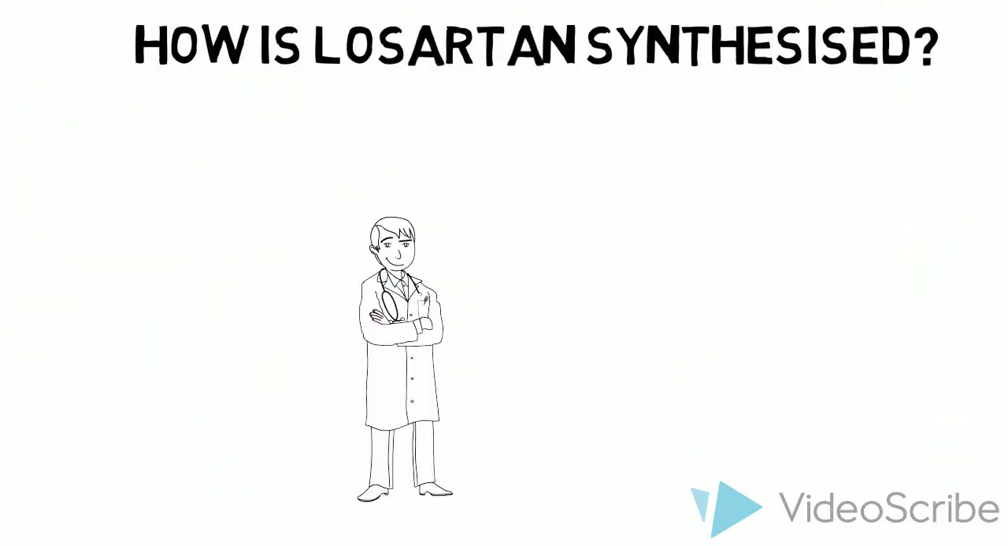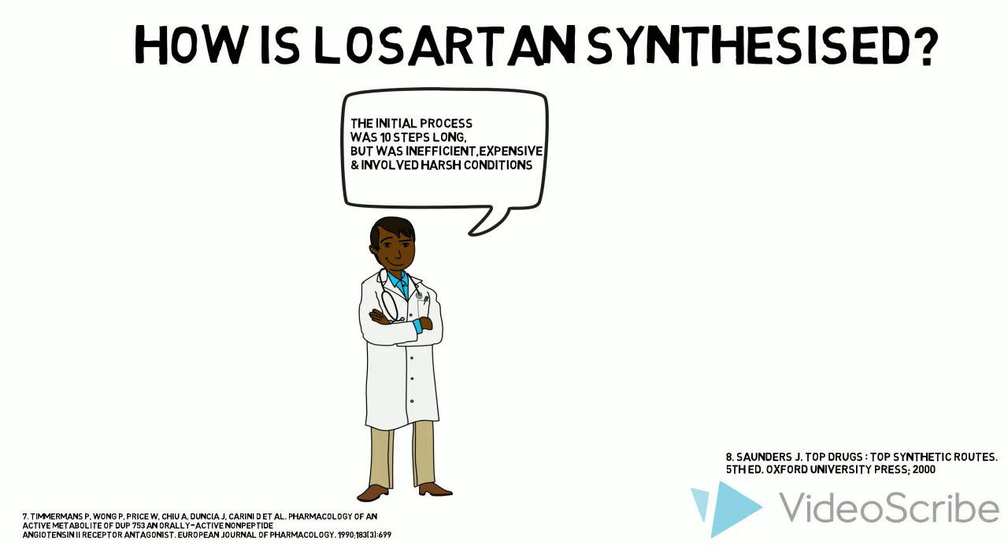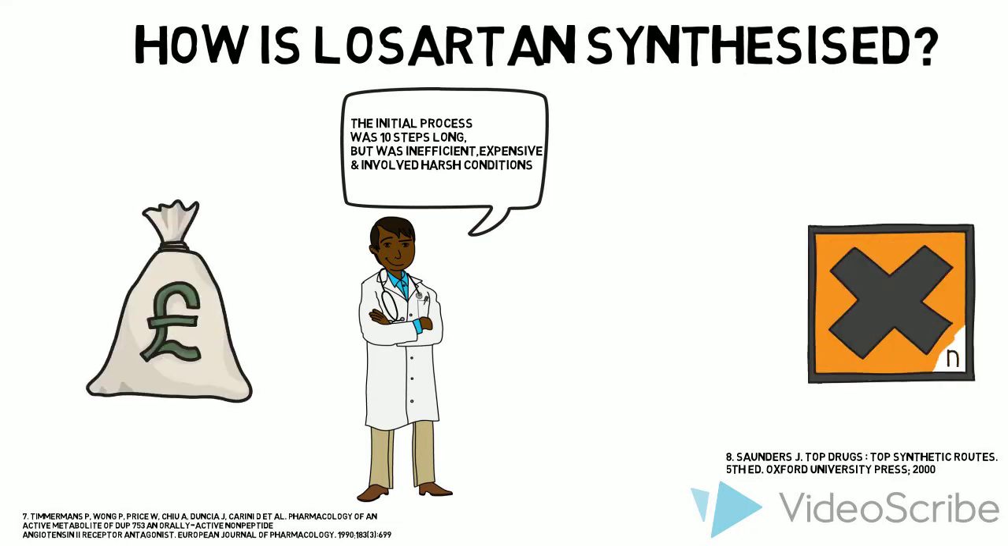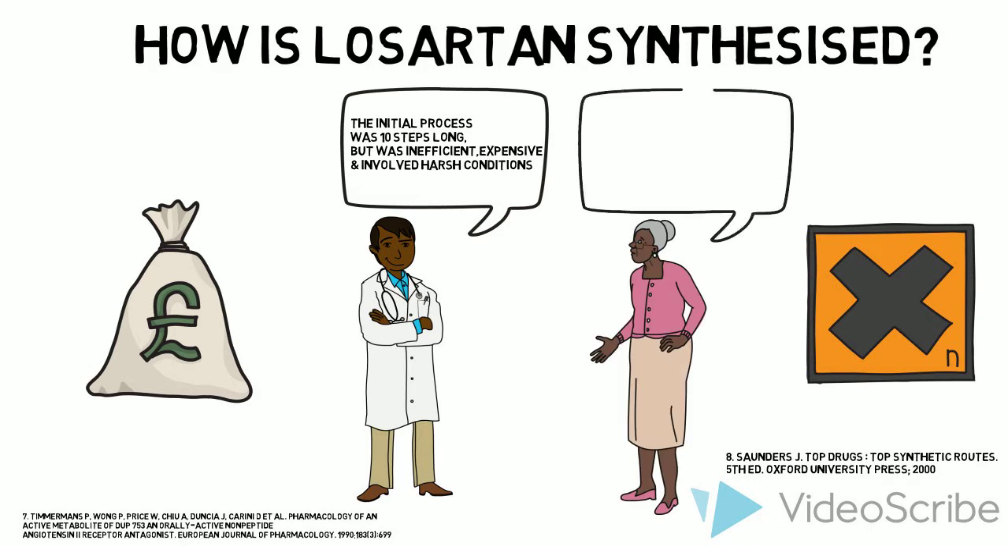But how is losartan synthesized? The initial process involved 10 steps and harsh conditions. This meant that the production of losartan was inefficient and expensive. How is it made now? It was developed to the current process, which involves the following 4 steps.